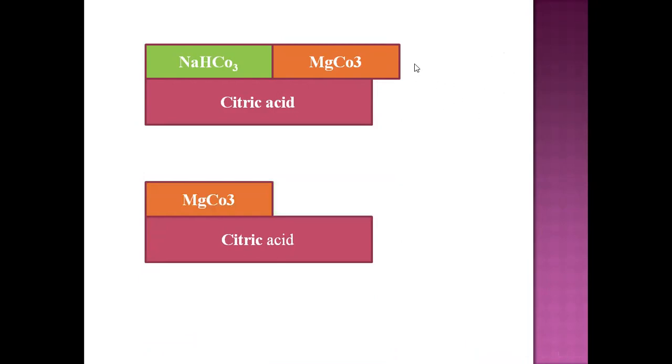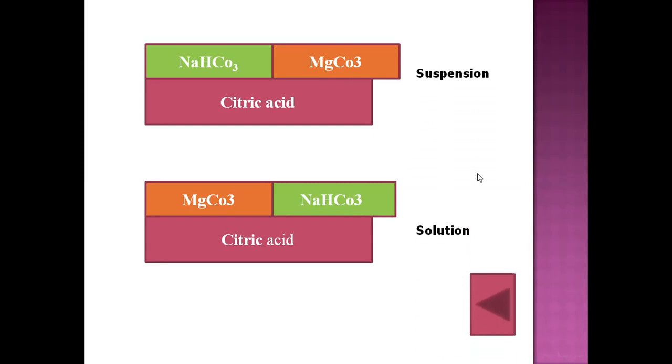What will happen if you add citric acid, then you add magnesium carbonate? Magnesium carbonate will react with citric acid in the formation of magnesium citrate, which is a water-soluble salt. Then you add sodium bicarb. The rest of the citric acid will react with sodium bicarb, and the rest, which is unreacted with citric acid, will stay soluble. So this is a solution.